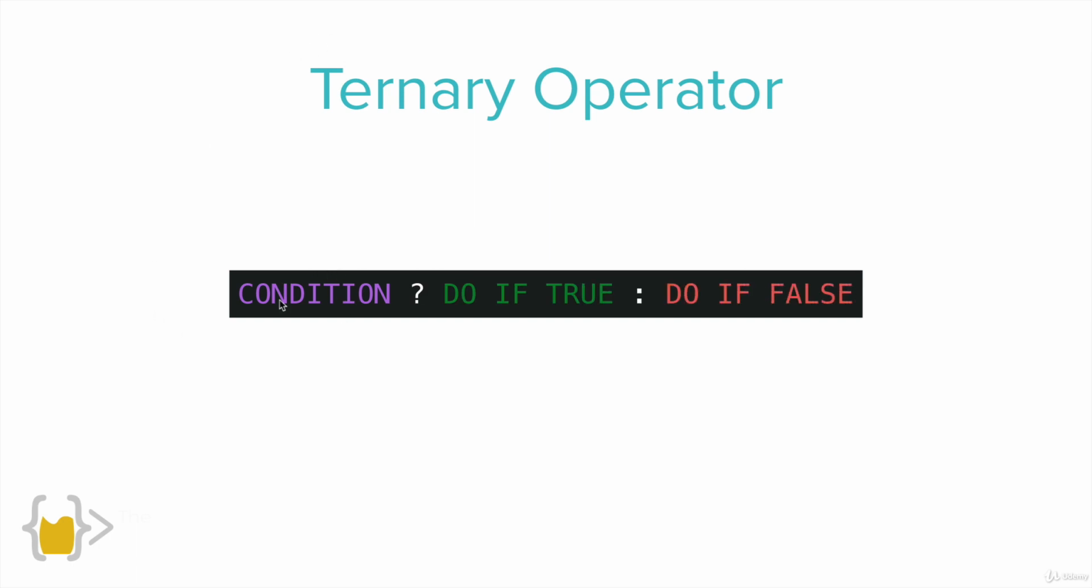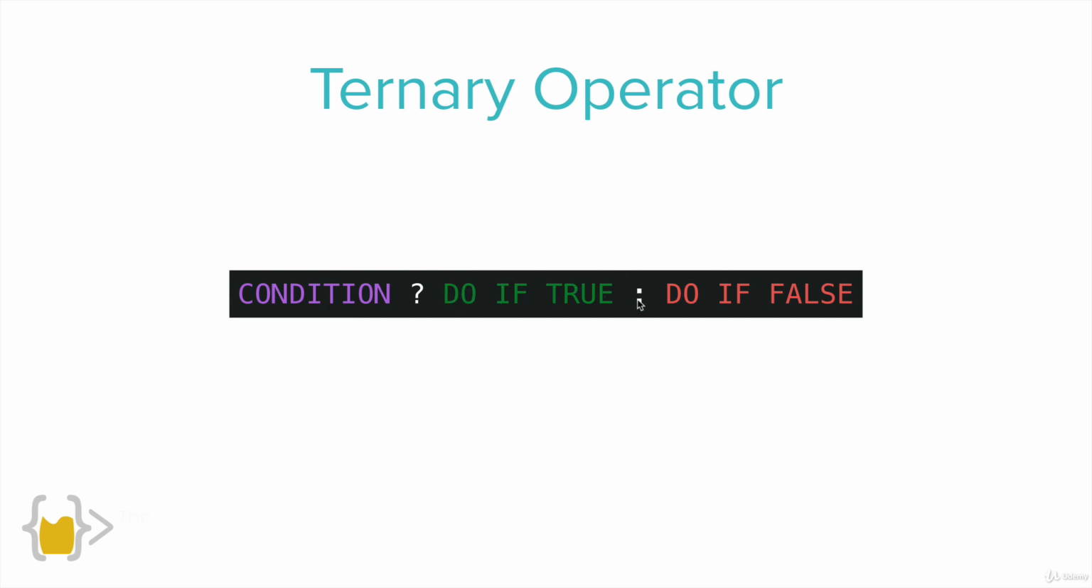It's got a condition which we define, such as is sky equal to blue, or in our case, is that variable isLoggedIn equal to true. And then we have a question mark. And after the question mark, we say, well, do this if it's true, such as render the h1.